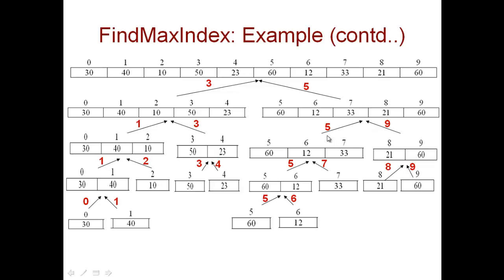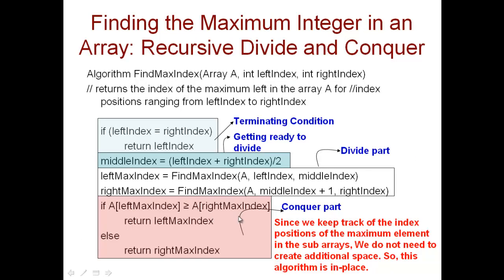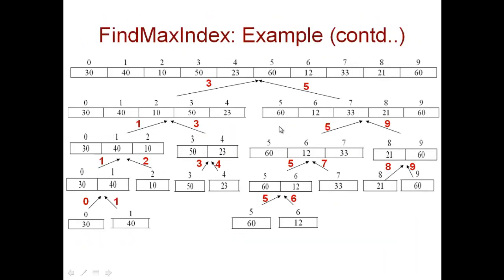So now compare the elements at index 5 and 9, it is 60 and 60. So that is where A of left max index is equal to A of right max index, and you will return left max index. So that means you will return 5 as the maximum. So you got left max index as 3, right max index as 5, and the data is 50 and 60. 60 is greater, so return the right max index, which is 5, as the overall maximum in the range 0 to 9.